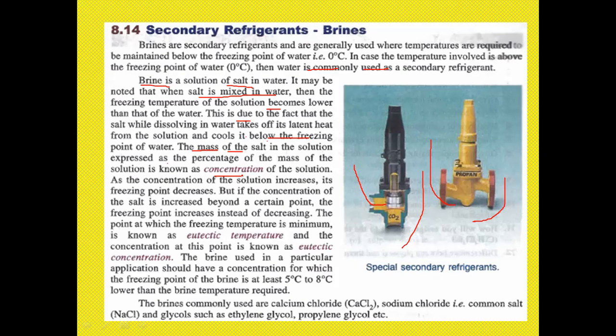The point at which the freezing temperature is minimum is known as the eutectic temperature, and the concentration at this point is known as the eutectic concentration. Got it? So you have to understand the concept of brine solution, where you generally have water with salt mixed in. The brines commonly used are calcium chloride, ethylene glycol, propylene glycol. These are the main examples of brine solutions. Got it?